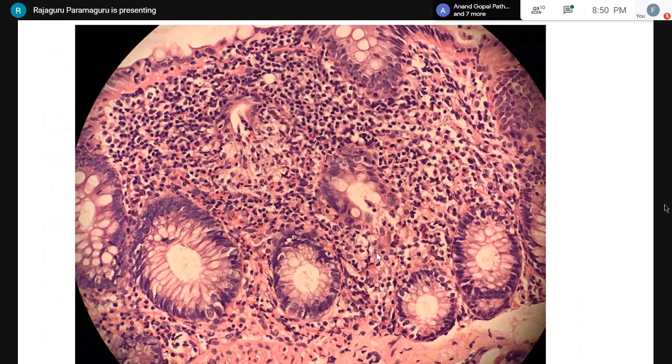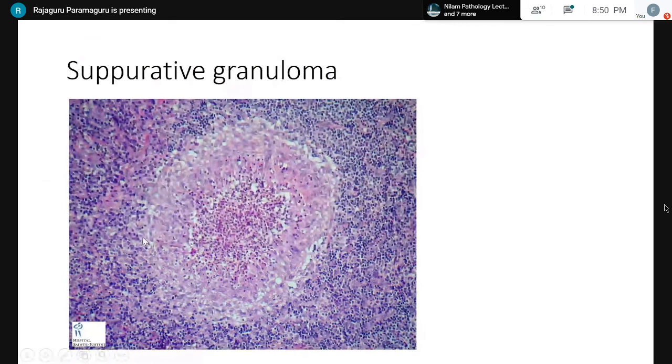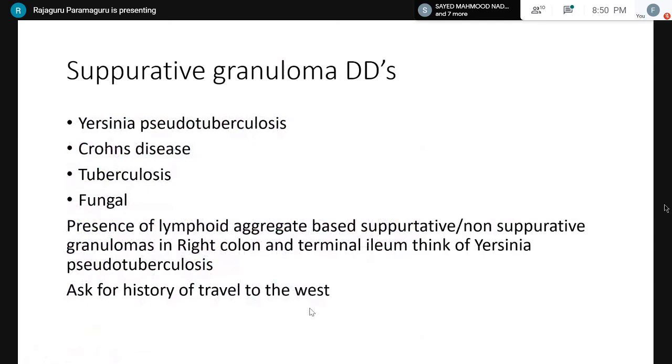So next is the suppurative granuloma. This particular granuloma is showing a central neutrophilic microabscess, and this granuloma is sitting within a large lymphoid aggregate. The differential diagnoses for suppurative granulomas include Yersinia pseudotuberculosis. Even Crohn's disease, tuberculosis infection, mycobacterial tuberculosis, or fungal infection can show this.